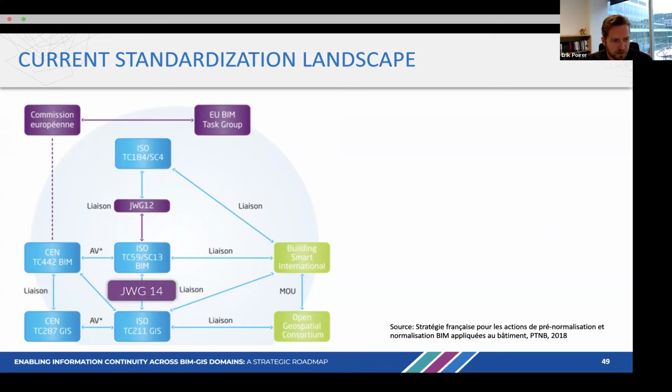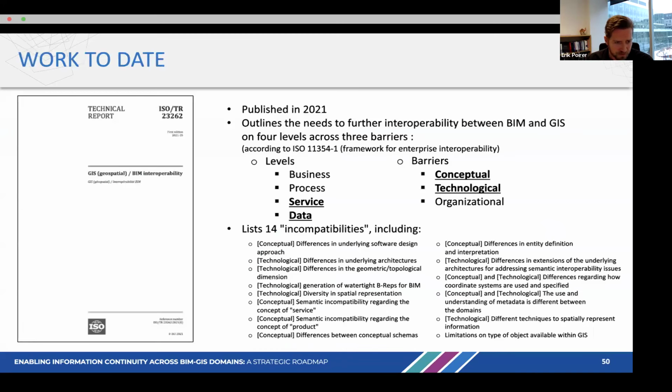So the work I'm discussing today is the work being done by Joint Working Group 14, which is a joint working group between ISO TC59 SC13 and ISO TC211. The joint working group was born a couple of years ago, and the first activity was to publish a technical report on the state of BIM-GIS interoperability, looking at the development aspects from a highly technical side, from an interoperability side, of course feeding off the work that's been done at bSI and OGC in the past. So this technical report, 23262, was published in 2021.